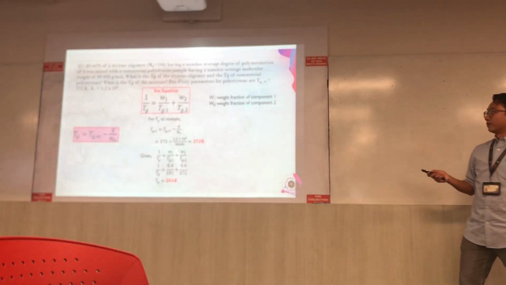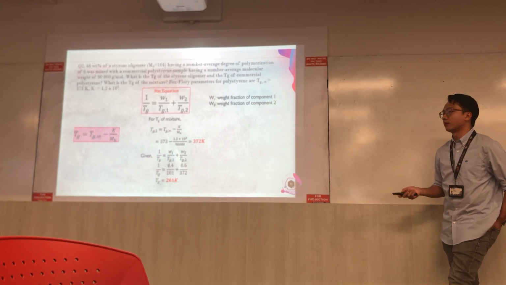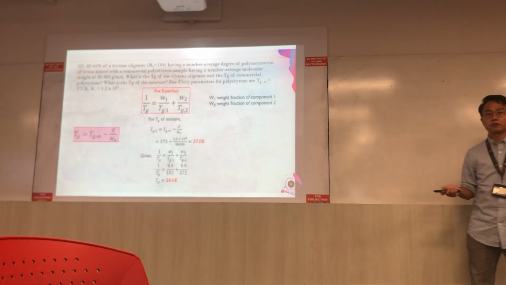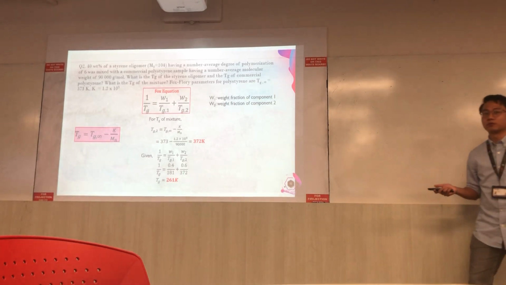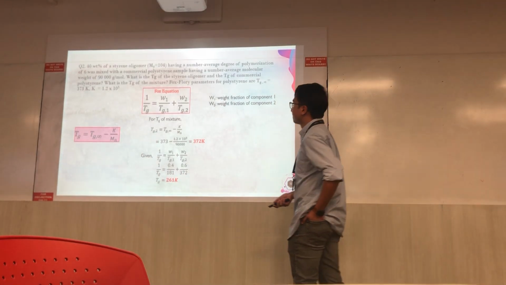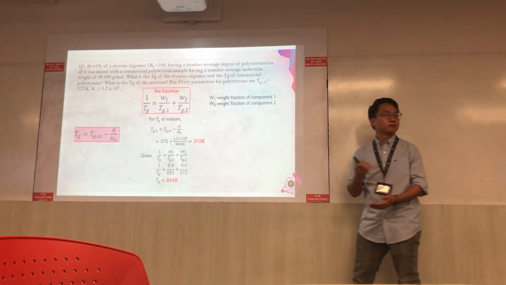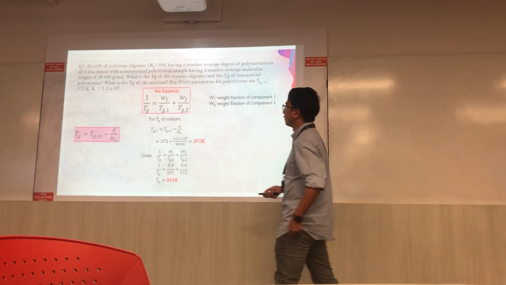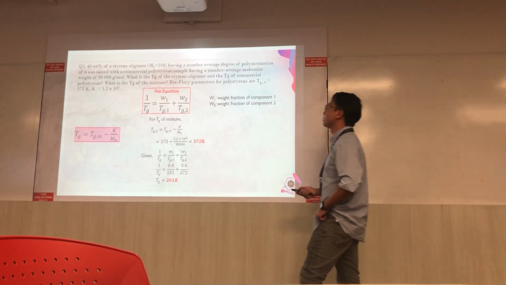Okay, clear? So one key mistake is that some students will put the weight fraction as 40, right? So just remember you have to convert it into decimal. It's from 0 to 1. Okay? Any questions?